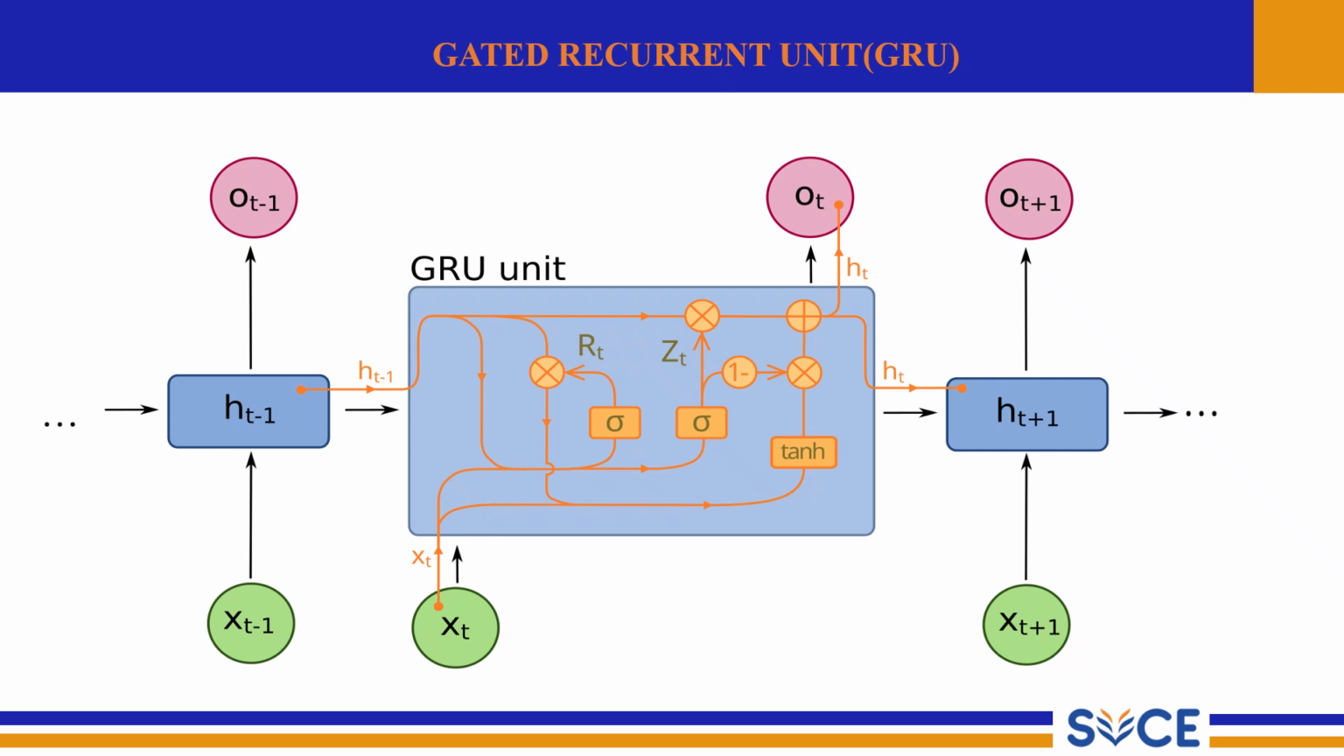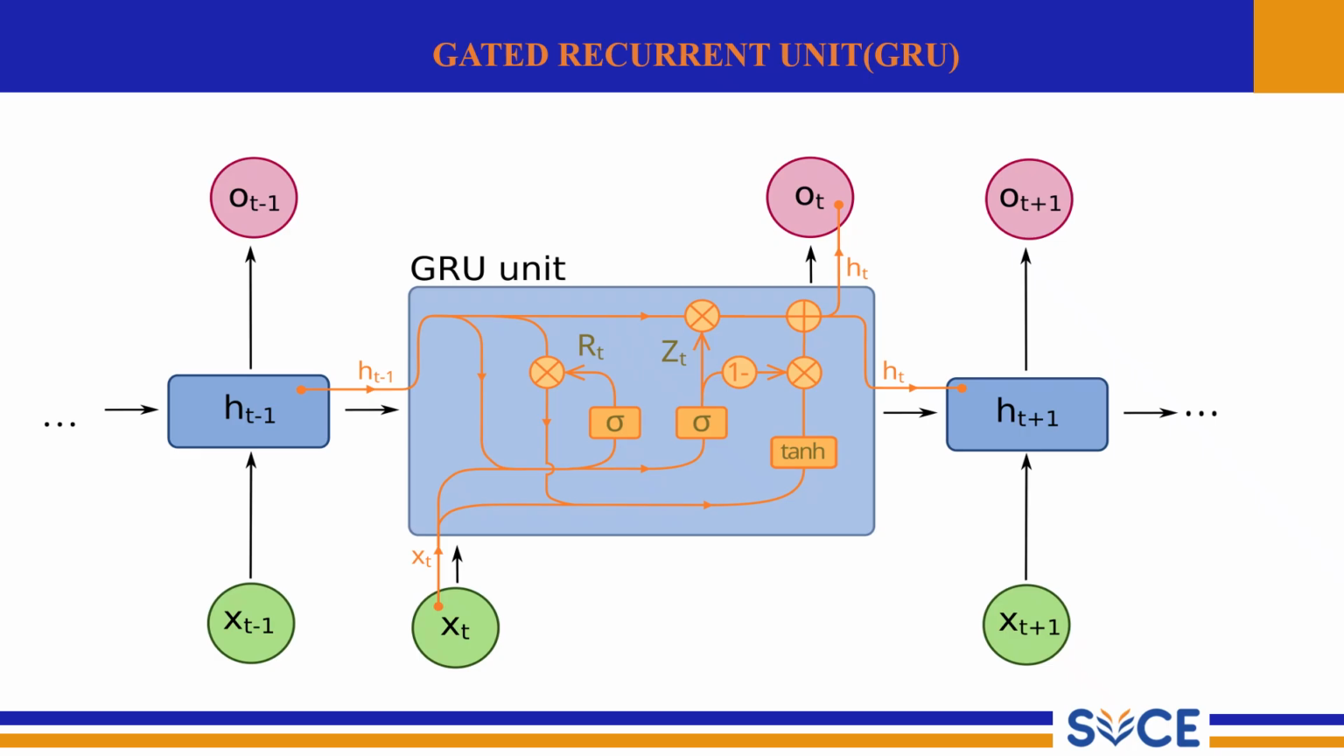So the reset gate determines how much of the past memory to forget or reset. If RT is near 0, the model ignores the past and focuses primarily on the new input. The update gate ZT acts like a filter, deciding how much of the previous hidden state ht-1 to keep and how much of the new candidate information to add.